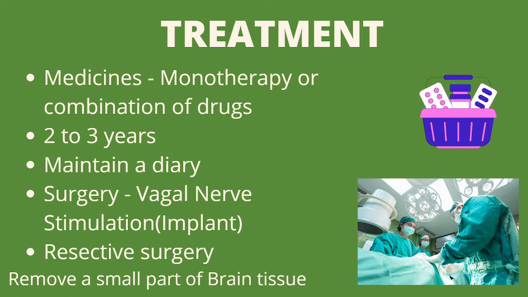Now, most of the patients respond very well to the medical therapy. Only a small number of people do not respond to the medicines. Surgery is another option for them. One is vagal nerve stimulation, where an implant is placed which will control the electrical impulses of the brain. The other one is a resective surgery. The doctors will do a brain mapping and will locate the area that is at fault, and if it is safe to operate, they will remove a small part of the brain tissue. The surgery has excellent results with a complete control over the seizures.